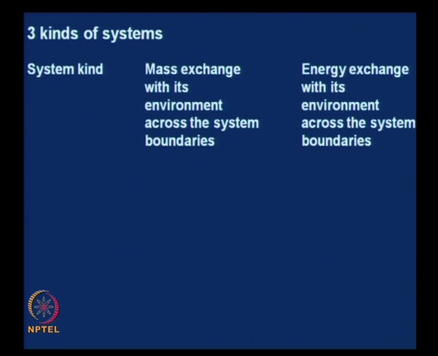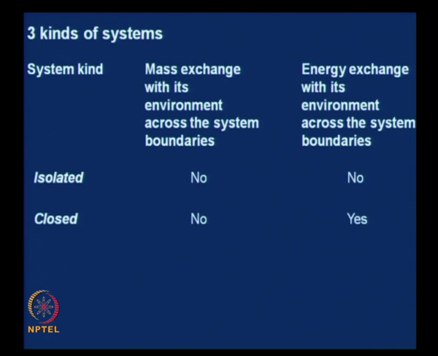We also learnt that there are 3 kinds of systems, depending on whether there is mass exchange between the system and its surroundings across the system boundaries. That across the system boundaries is very important, please make a note of that. And whether there is energy exchange between the system and its surroundings across the system boundaries. The first kind is called an isolated system, where there is no mass exchange between the system and its surroundings across the system boundaries, and also no energy exchange between the system and its surroundings across the system boundaries.